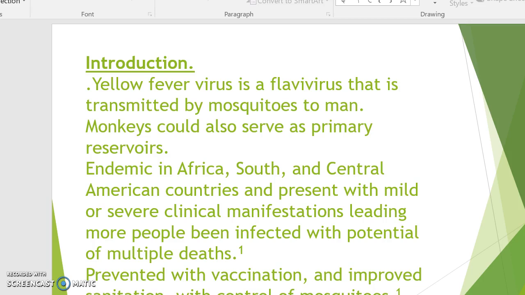Monkeys could serve as primary reservoirs. It is endemic in Africa, South and Central American countries. It presents with mild or severe clinical symptoms or manifestations. It could only be prevented with vaccination and improved sanitation with control of mosquitoes.